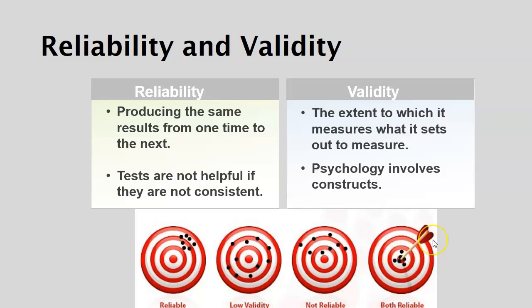So reliability and validity are two huge issues when we're talking about designing a study, because we want to make sure that the measures we choose are both high reliability and high validity. And so that's what we mean by not all research is created equal, because sometimes researchers make mistakes and use measures that have issues with one or both of these aspects of measurement.